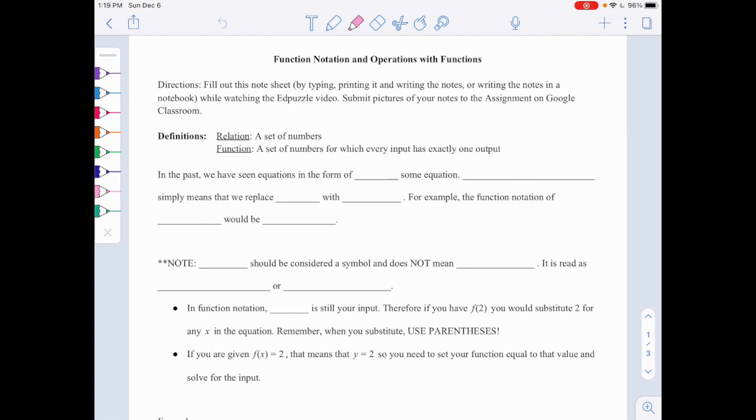Hey, Algebra 2. We are not necessarily moving on from functions. We will pretty much never move on from functions the whole year, or function notation, but we are going to move on from transformations to something else.